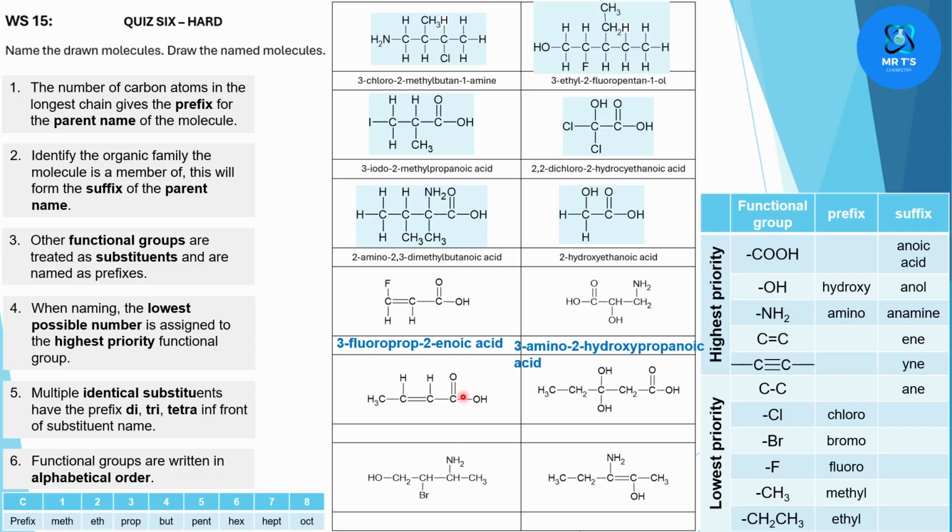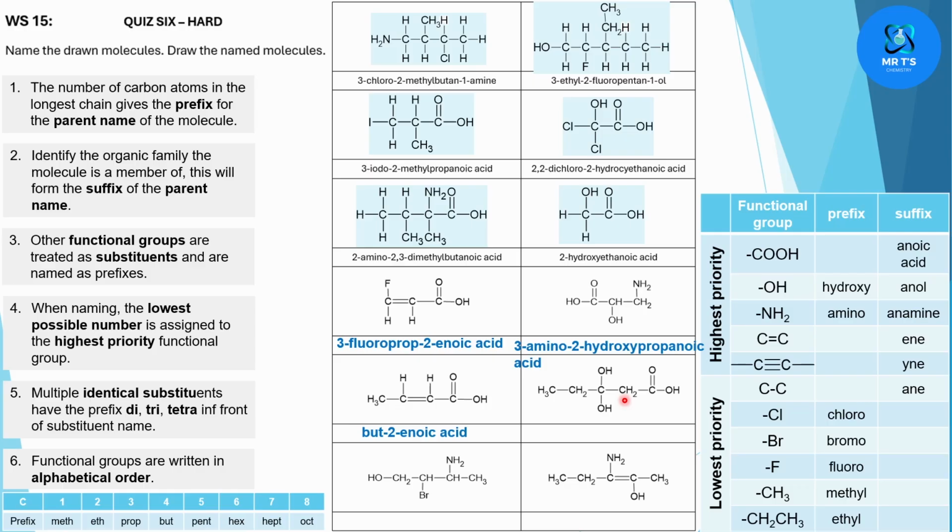Okay, so the next one, again, we have a carboxylic acid and an alkene, so we're going to call this an -enoic acid instead of -anoic acid. And we have the double bond coming off the second carbon again, but it's butanoic acid this time, so it's but-2-enoic acid.